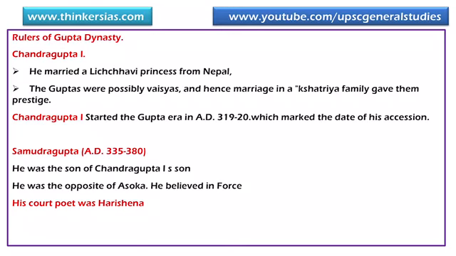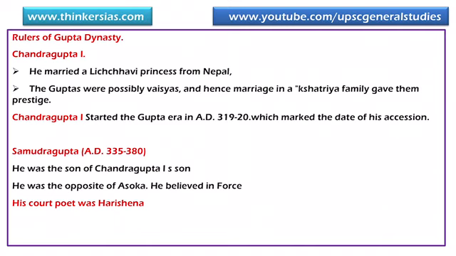In this video, let us learn about rulers of Gupta dynasty. The first important king of the Gupta dynasty was Chandragupta I. He married a Lichavi princess from Nepal, which strengthened his position. In ancient India, marriage alliance was one of the important means to expand the alliance, so he did the same. The Guptas were possibly Vaishyas, and hence marriage in a Kshatriya family gave them prestige.